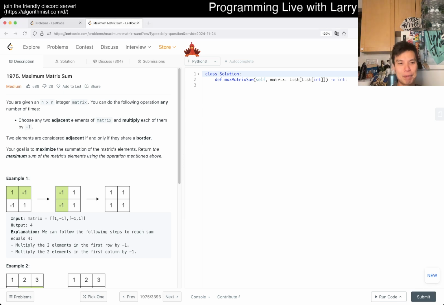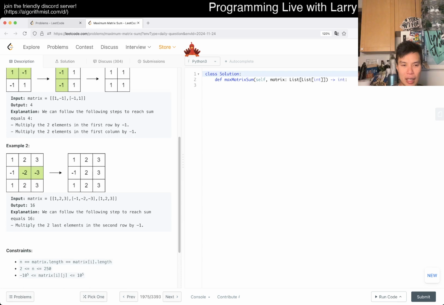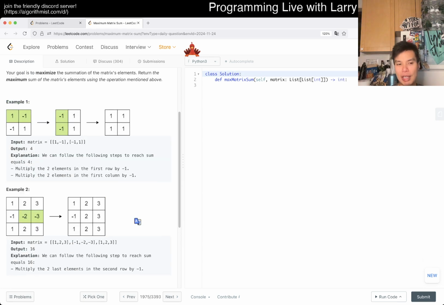But yeah, okay, today we have 1975, Maximum Matrix Sum. You're given an n by n matrix, and you can do the following operation any number of times. Choose any two adjacent elements of the matrix and multiply them by -1. Two elements are considered adjacent if they share a border. Return the maximized summation of the matrix. So you could look at any two adjacent numbers and multiply them by -1.